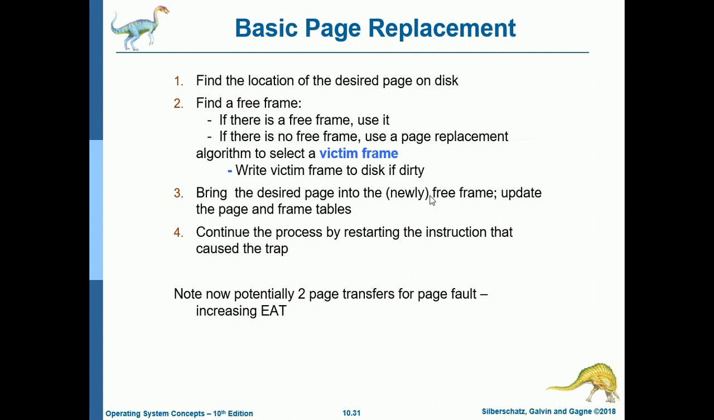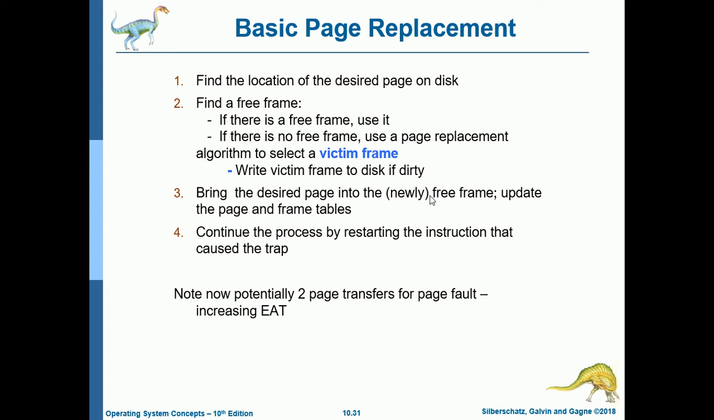So, basic page replacement. First, find the location of the desired page on disk, and then find a free frame. If there is a free frame, of course use it. If there is no free frame, use a page replacement algorithm to select a victim frame. Write the victim frame to disk if it is dirty or modified. Then, number 3, bring the desired page into the newly freed frame and update the page and frame tables. Then, number 4, continue the process by restarting the instruction that caused the trap.